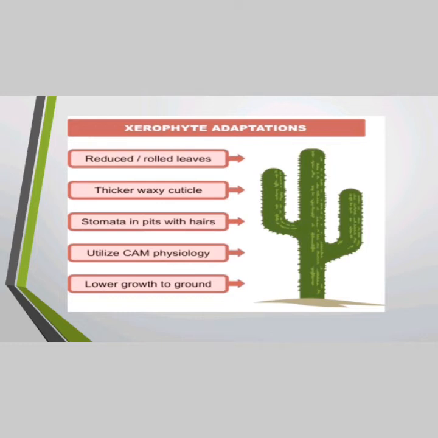Some xerophytes have special parenchyma cells in stems or roots in which they store large quantities of water. This makes their stems or roots wet and juicy, called succulent organs. Succulent organs are specialized organs which are present in xerophytes. Examples of xerophytes are cactus.